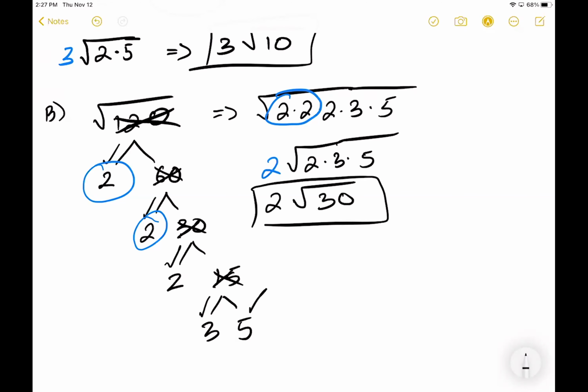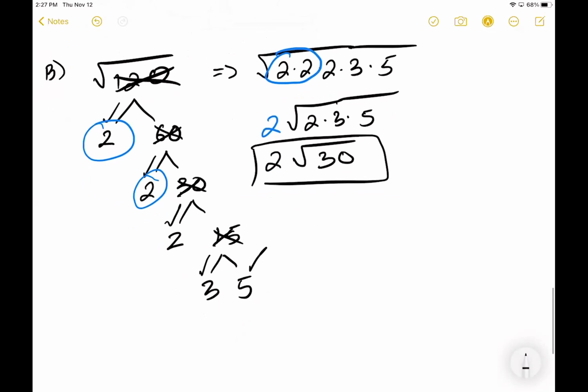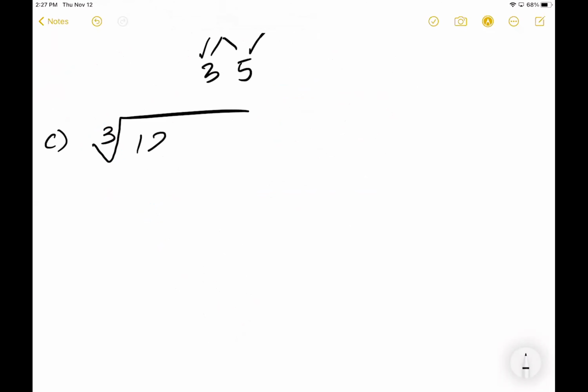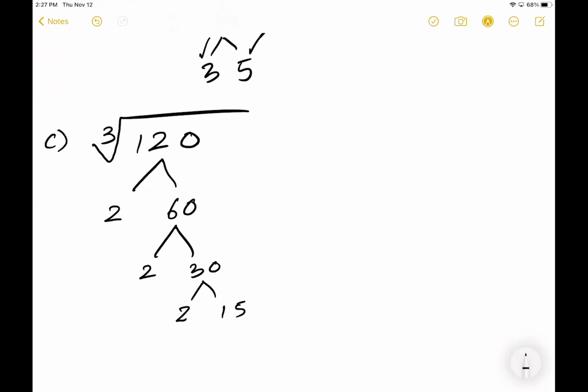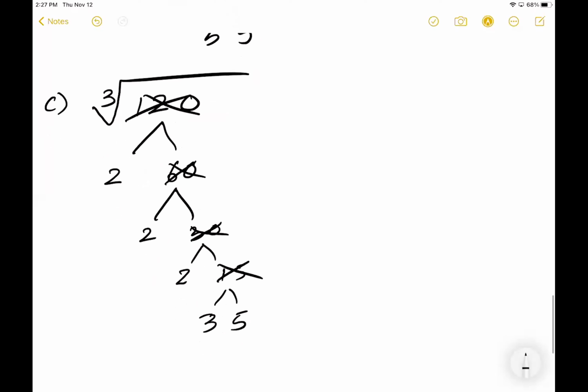Now, it's different if we have a cube root of 120. And again, if we break this thing down, the breakdown is the same. Hopefully you guys see that the breakdown is the same, right? But the difference is because they ask us for a cube root, instead of finding only 2 of the same number, we need 3 of the same number. In this case, we have 1 here, 2 here, 3 here.